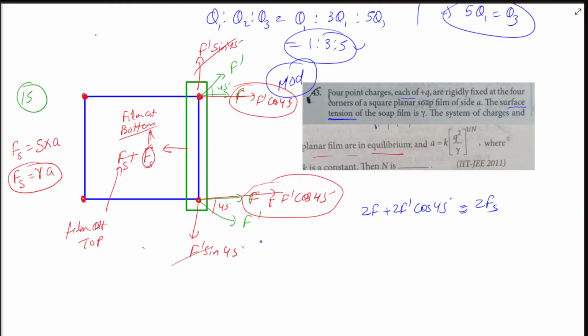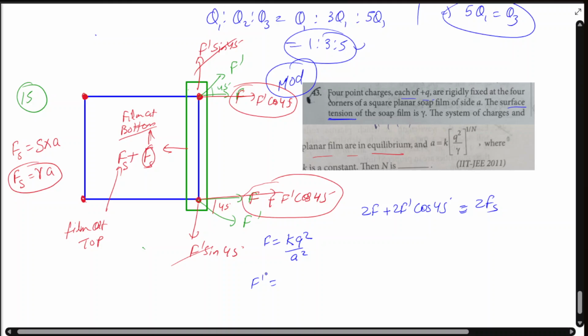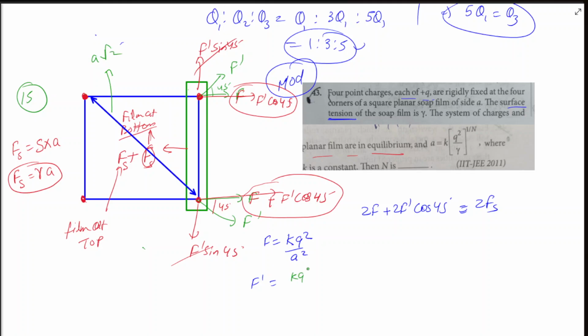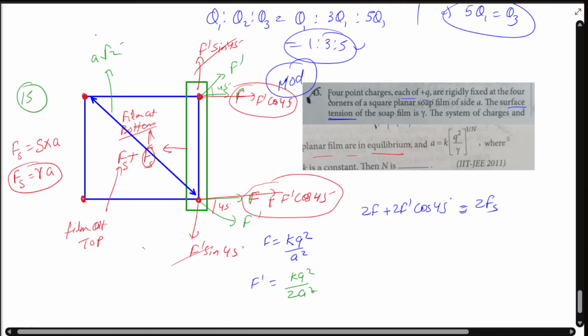So Fs we have. Let's find F and F dash. So first, F will be, it is simple, kq square by a square. But F dash, we have to take this length, right? This length is a root 2. So F dash will be kq square by (a root 2) whole square, which is 2a square. Okay, let's just put it.